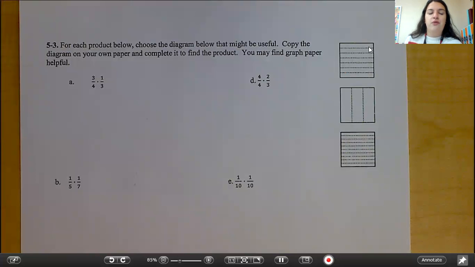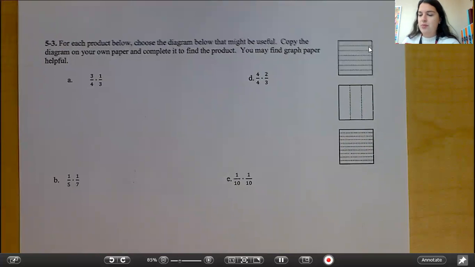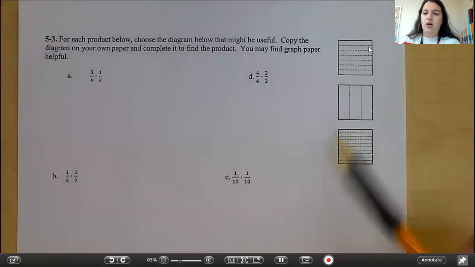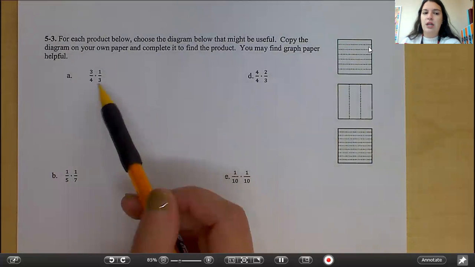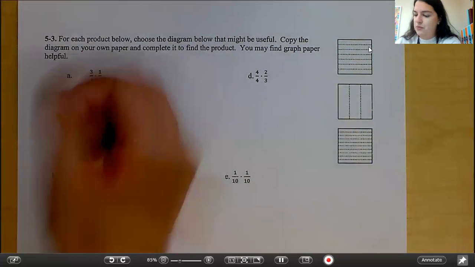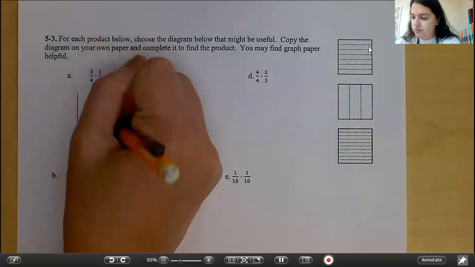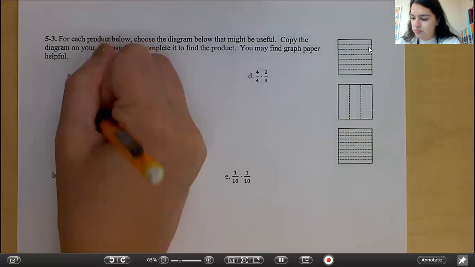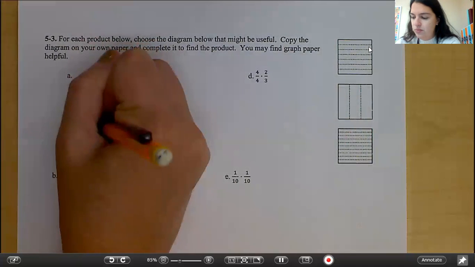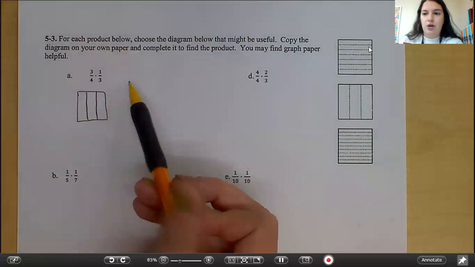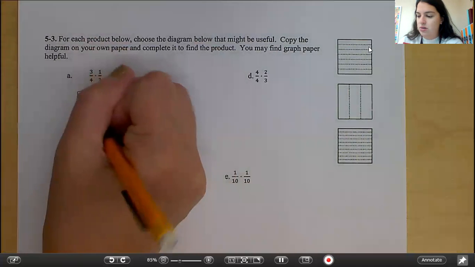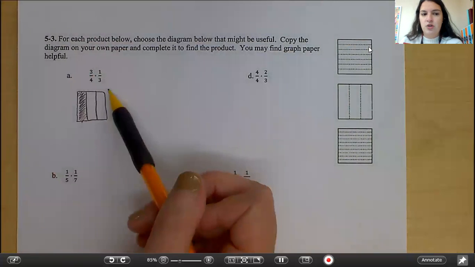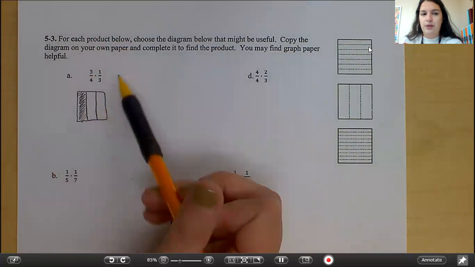So we have 3/4 times 1/3 as our first problem. Which of the diagrams on the side are going to help us? Well, our denominator is 3 here, so I'm going to choose the one that has 3. So I'm going to copy it down. So I have 1/3. The number in my numerator tells me how many to shade, so I'm going to shade 1. So that diagram represents 1/3.